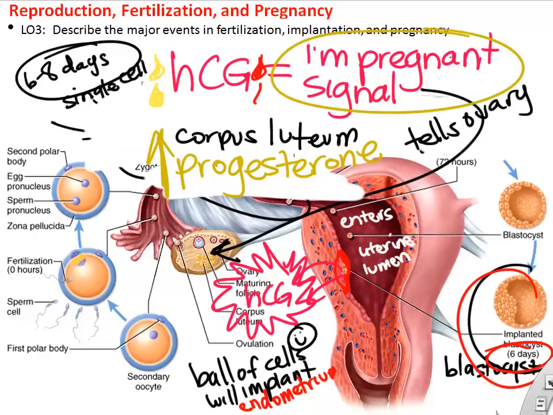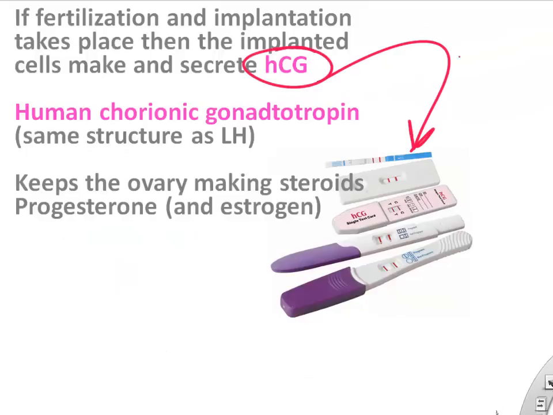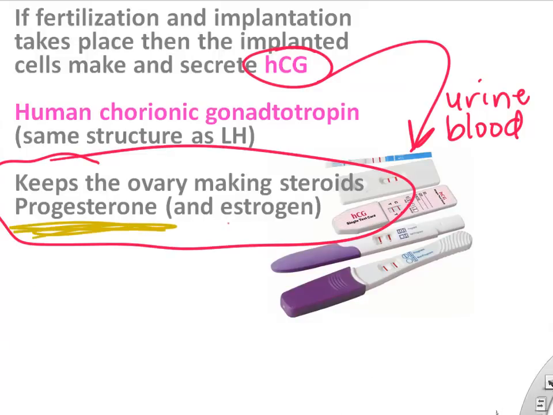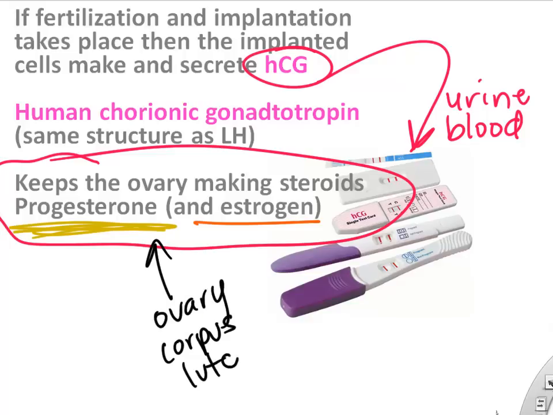Okay, so HCG is critical, and you can test for that in your urine and in your blood and tell if you're pregnant. So again, HCG is needed to signal to that corpus luteum. Again, HCG is the hormone that these various urine tests for pregnancy are looking for, as well as blood tests. HCG is necessary to keep that ovary producing hormones.